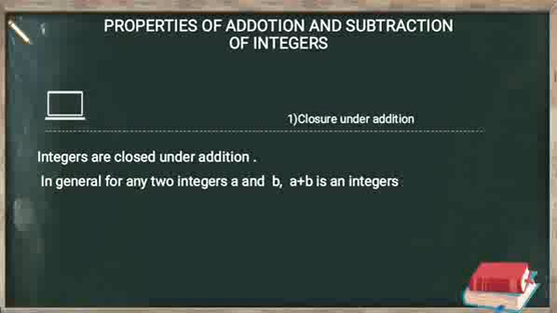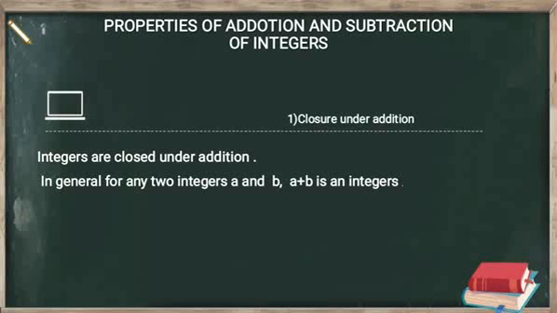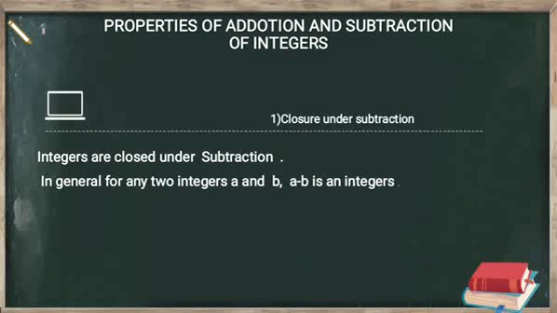Then first one is closure under addition. Integers are closed under addition. In general, for any two integers a and b, a plus b is an integer. We can conclude that integers are closed under addition. Example: 5 plus 2 is equal to 7, 7 plus 1 is equal to 8. Then second property is closure under subtraction. Integers are also closed under subtraction. In general, for any two integers a and b, a minus b is an integer. Example: 5 minus 2 is equal to 3, 3 minus 1 is equal to 2.